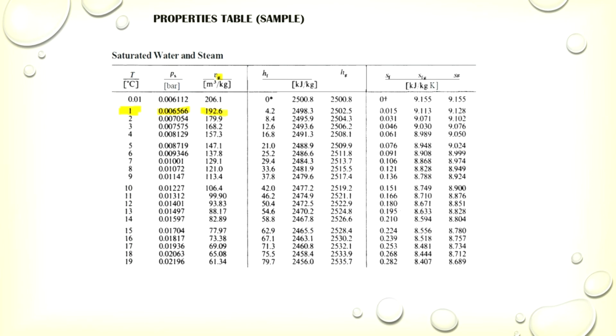Less is wet, equal is dry, more than is superheat. Remember, if you take Vg to compare, less than the G value is wet, equal is dry, more than is superheat.